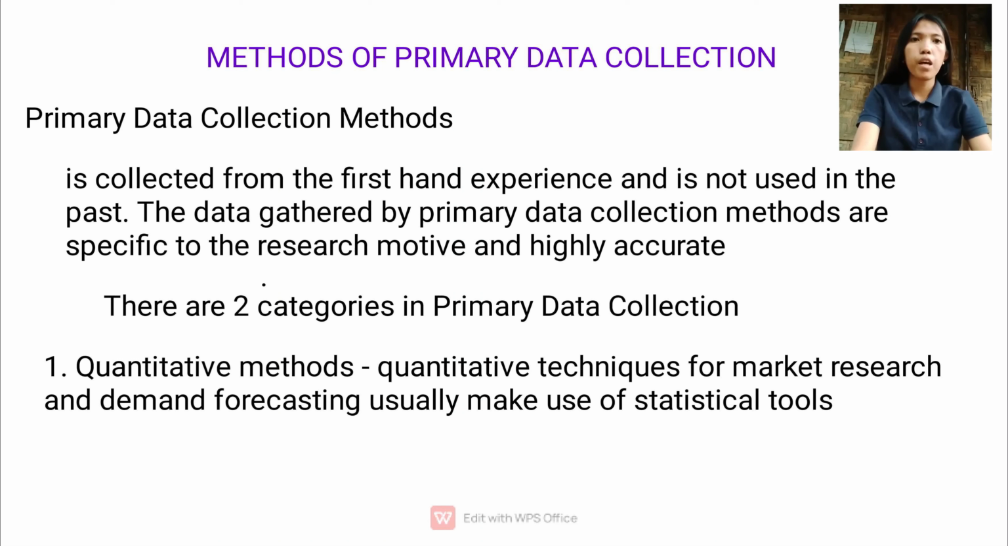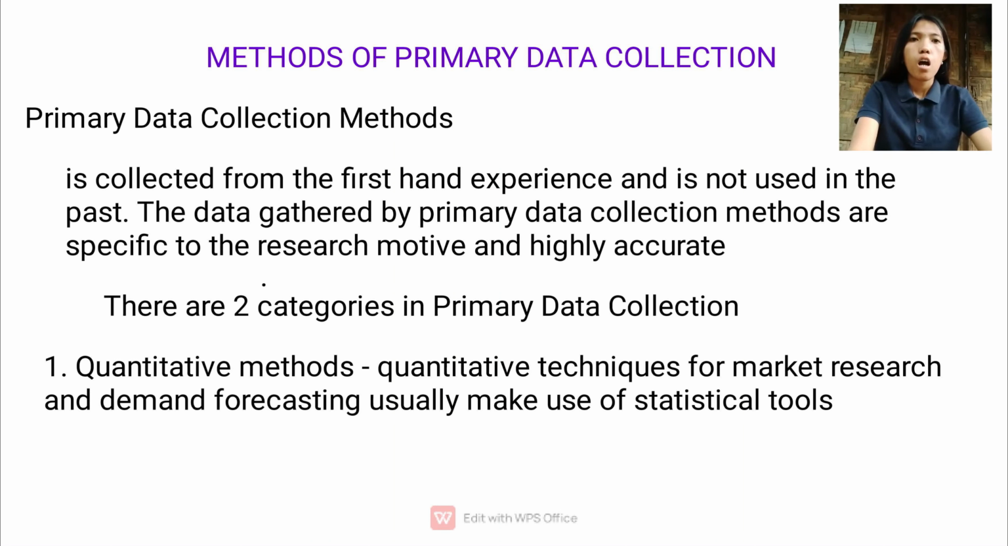Next is methods of primary data collection. Primary data collection methods collect data from first-hand experience, and the data has not been used in the past. The data gathered by primary data collection methods are specific to the research motive and highly accurate. There are two categories of primary data collection: quantitative methods and qualitative methods.